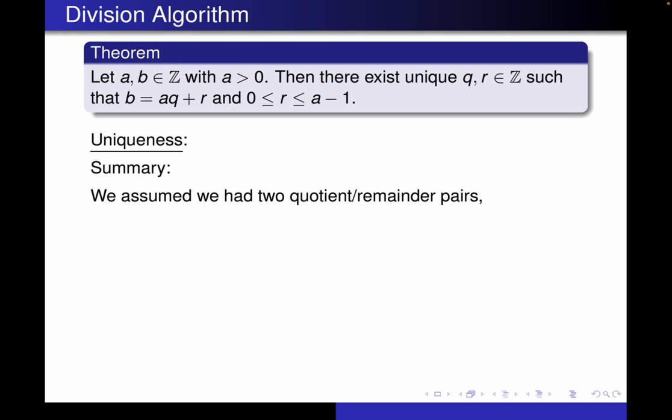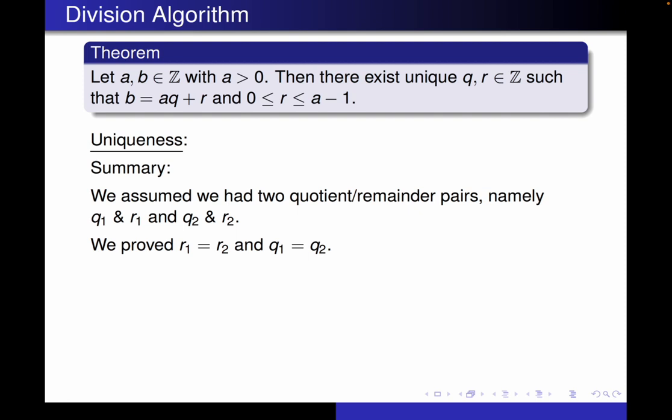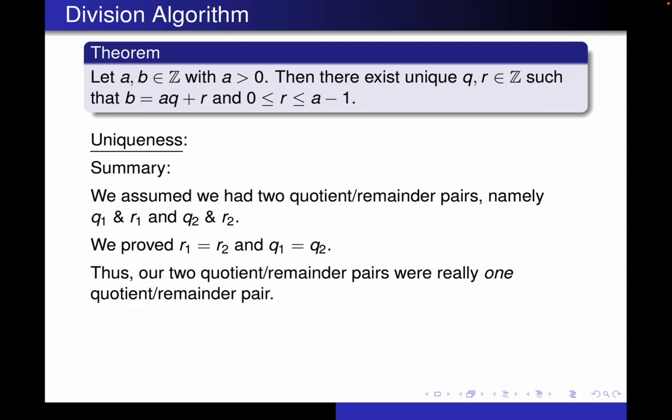So, in summary, we assumed that we had two quotient remainder pairs, namely q1 and r1 and q2 and r2. We proved that r1 is equal to r2 and q1 is equal to q2, which meant that we only really had one quotient remainder pair after all. That means our two quotient remainder pairs were really one quotient remainder pair, and our conclusion was that the quotient and remainder are unique, which proves the theorem. Done.